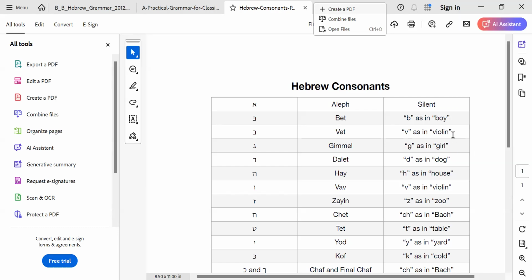Okay, so let's do a quick review of the consonants. If we all can read together, that would be great. I will pronounce it, and then you pronounce after me. Just try it. Yeah, you can do it.